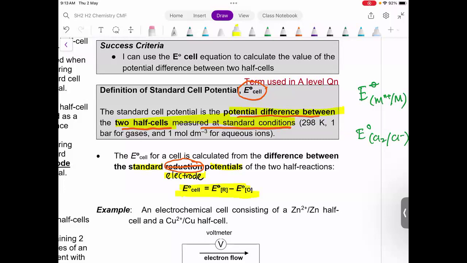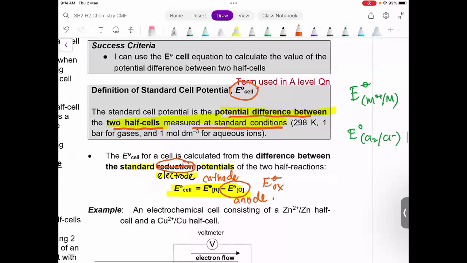We have the cathode, where reduction takes place. Then the anode is where oxidation takes place. For those in JH, please associate this whole thing as your E naught oxidation. You have to change that notation. So minus E naught is actually your E naught oxidation.